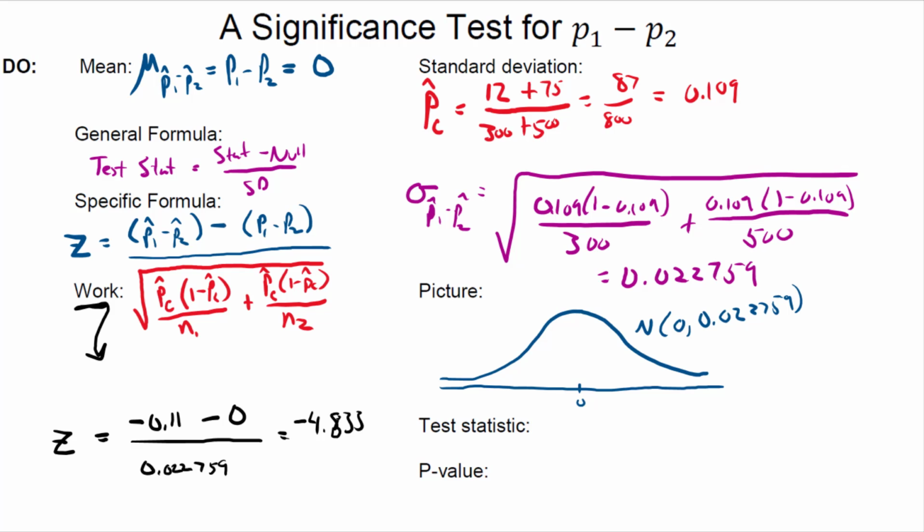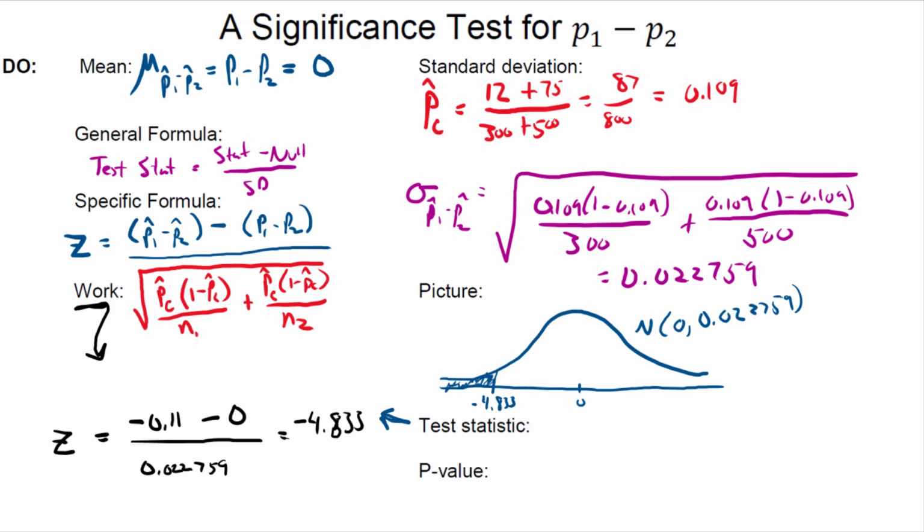In which case then we have a negative 4.833. Well, I'm going to write it just right here. So negative 4.833. And we're saying less than. So we'll shade this way, going to negative infinity. All right. So again, test statistic is right here. That's what we're looking at right there.